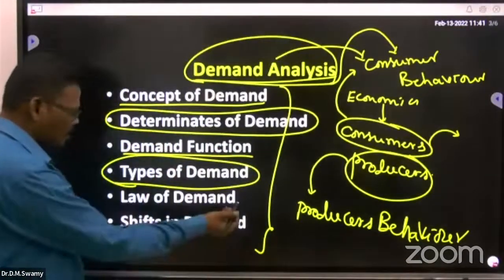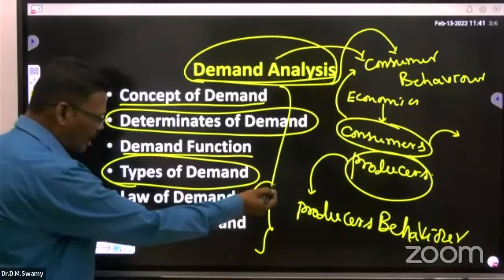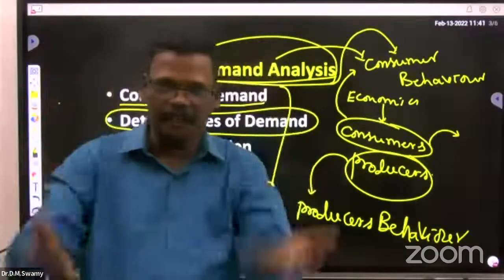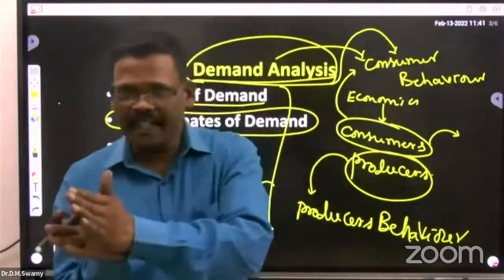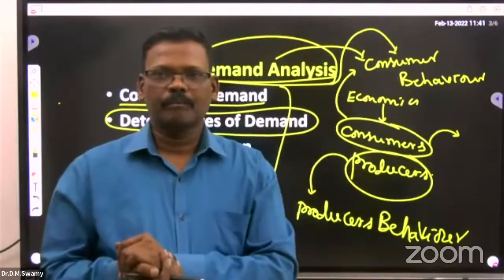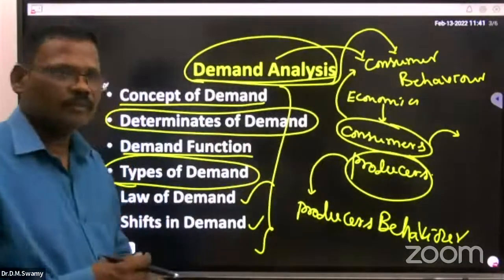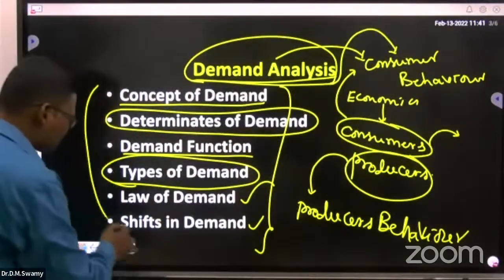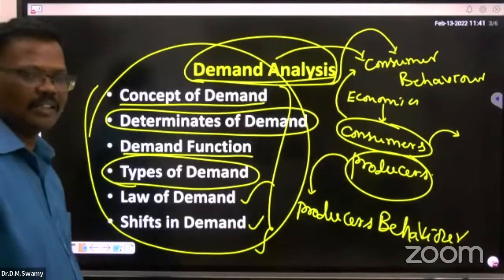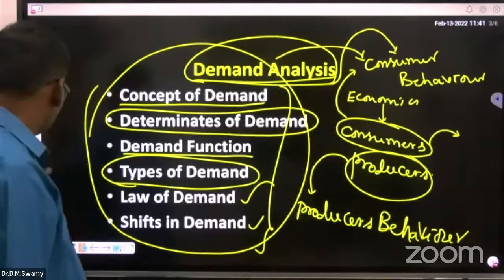After that, we have to understand what the law of demand is, and what a shift in demand and a movement in demand are. Both will come here. All these concepts we are going to discuss as part of demand analysis.